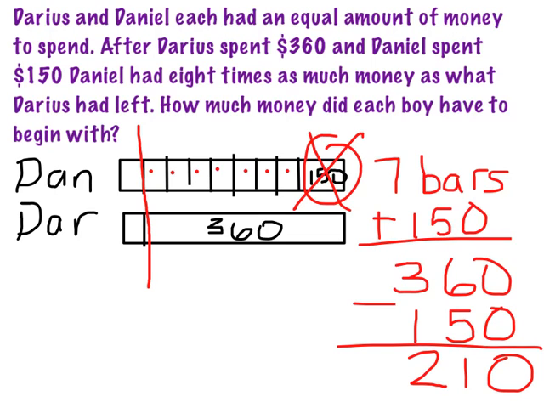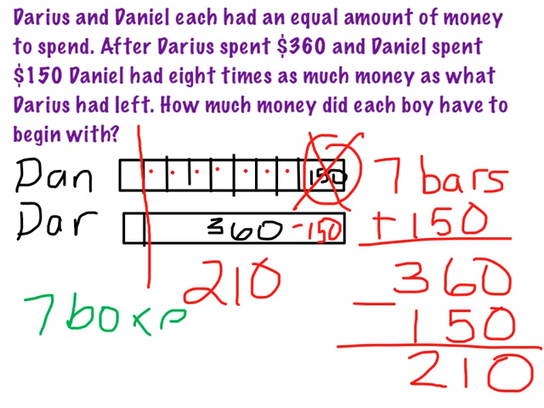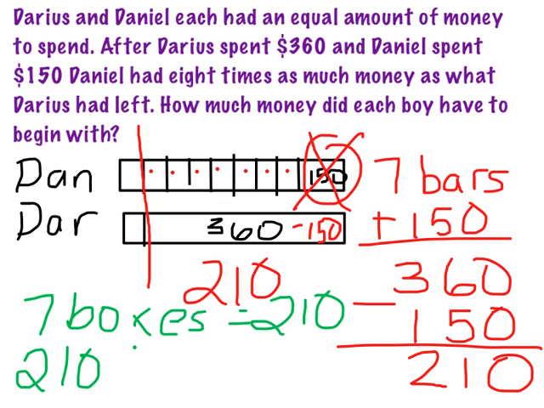That gives me 210. So this 360, when I take away the 150, is going to give me 210, which is going to be the same as these 7 boxes. So now I know that 7 boxes equals $210. Same as we did on the earlier question, I'm going to divide to find out how much each box is. So 210 divided by 7, and if you had a calculator you could do this quickly, I'm just going to do it in my head, gives me 30. Each box is worth 30.